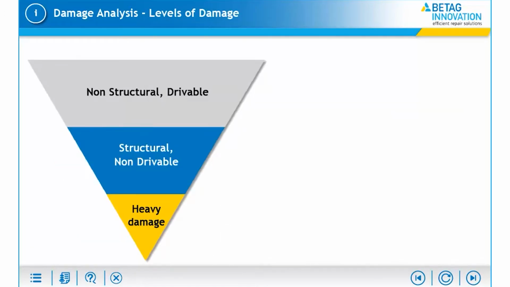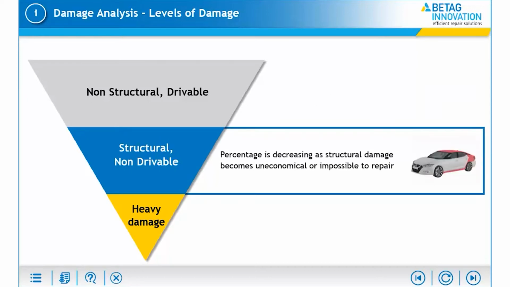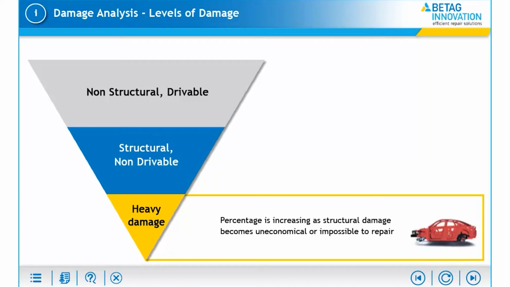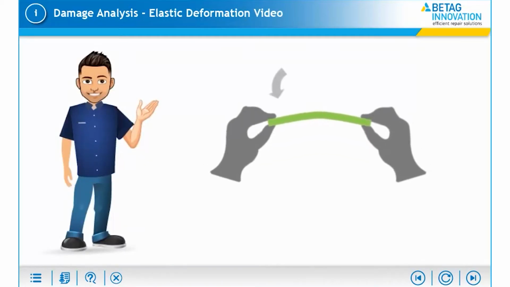This diagram represents the different levels of damage and their proportion of the volume of repairs. The top part of the diagram represents non-structural and drivable damage, which is about 60% of the repair volume and is the largest proportion of repairs. The blue section shows structural and non-drivable damage. The yellow section represents heavy damage, and, often, total loss. In this module, we will focus on damage analysis relating to the top section of this image, which is non-structural and drivable damage. Let's look at elastic deformation.